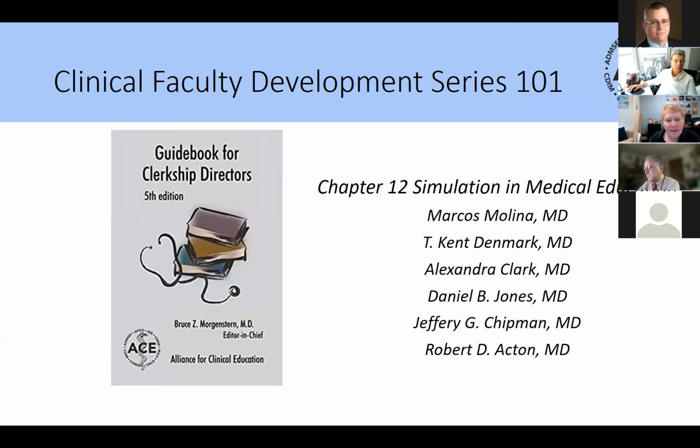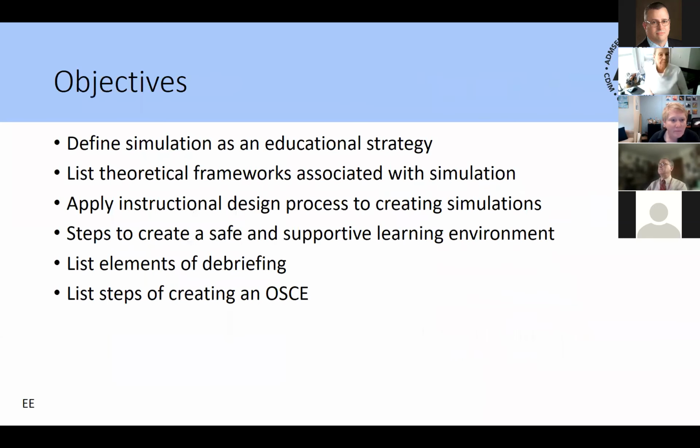Today our talk is, I would say, supplementary to the chapter in the guidebook. So, the guidebook chapter is a great place to start. We are not going to outline the chapter here today. We're really going to supplement the chapter, but we certainly want to give credit to the authors of this chapter.